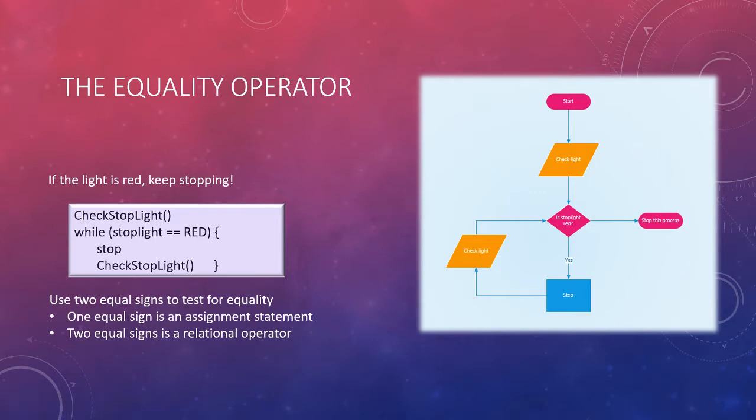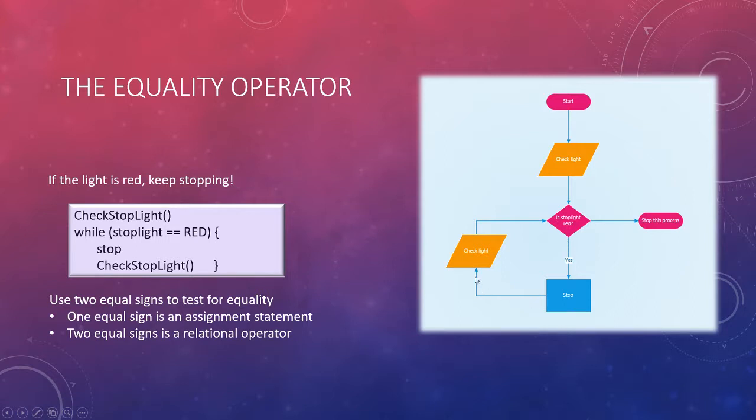If we're working with a looping structure in a while situation, we can use the equality operator to continue executing some sort of code while a given condition is true. So in this case, we have our red light, and instead of just doing a simple if statement to see if the light is red, we've got a more involved process here where we're going to check our stoplight. While the light is red, we're going to stop.